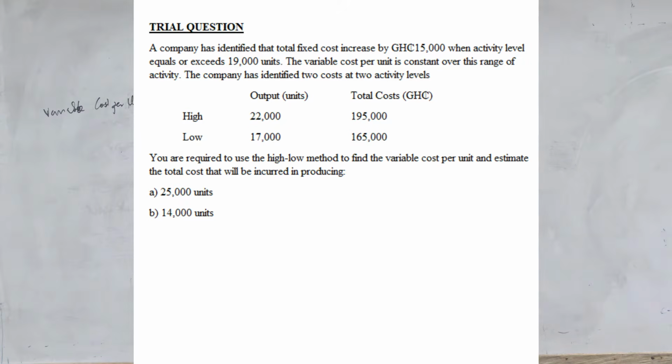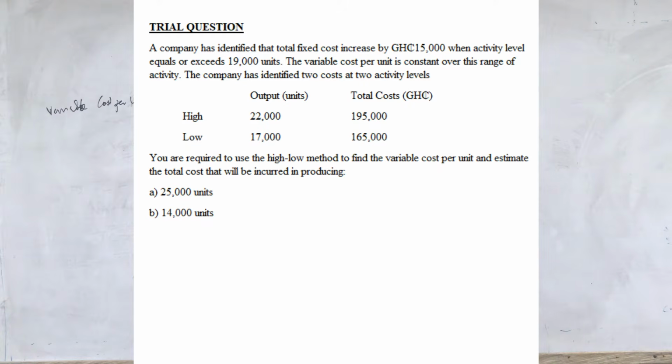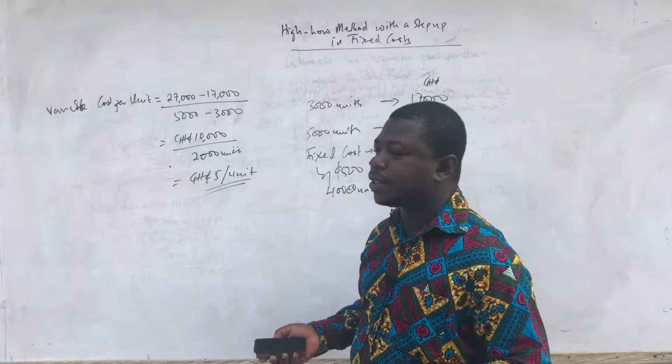So we have the high and the low. Production is 22,000 for the high, and then the total cost is 195,000 Ghana cedis. And at the lower level, it's 17,000 units at 165,000 Ghana cedis. Now, you are required to use the high-low method to find the variable cost per unit and estimate the total cost that will be incurred in producing A, 25,000 units, and B, 14,000 units. All right, so this is the question we are going to look at.